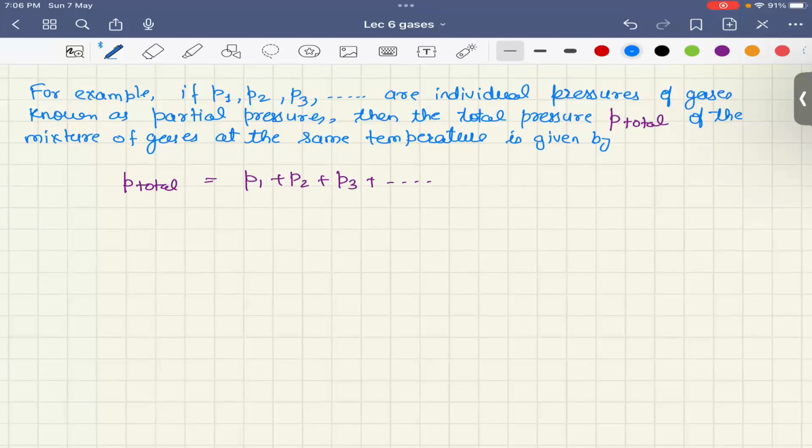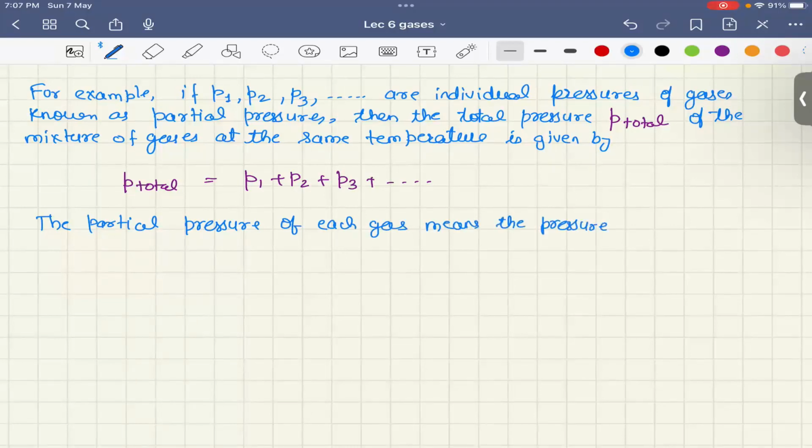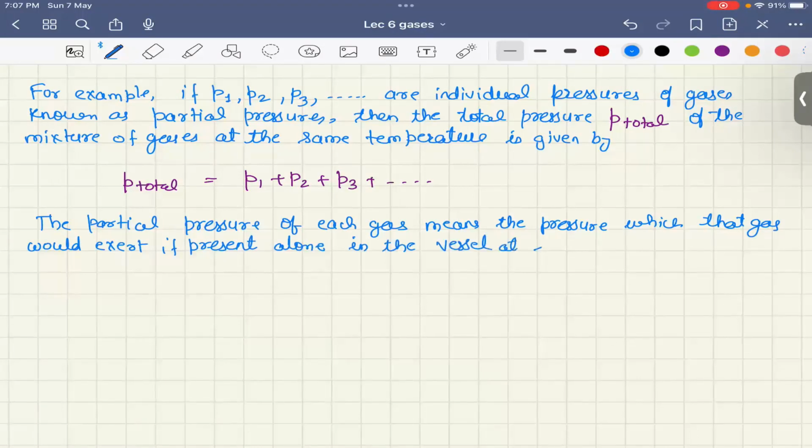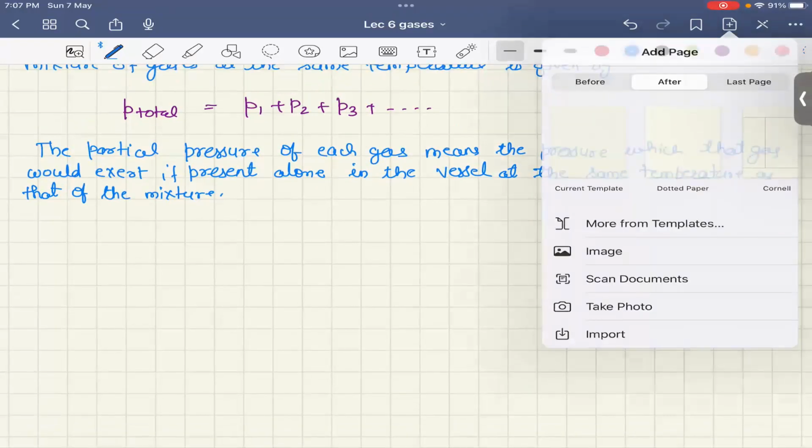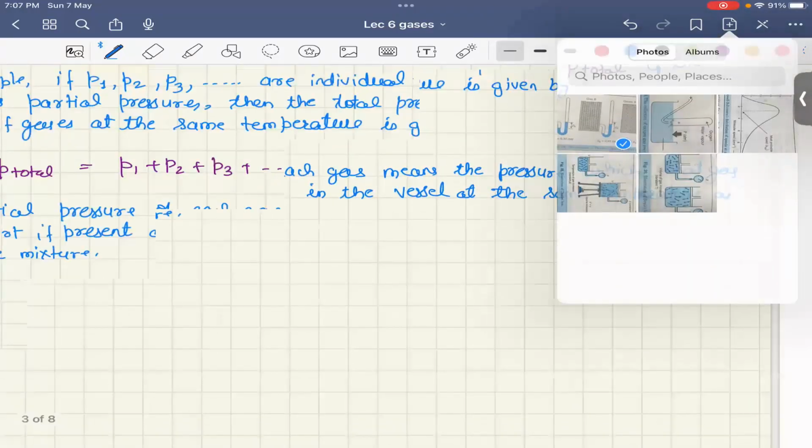And the partial pressure of each gas means the pressure which that gas would exert if present alone in the vessel at the same temperature as that of the mixture. In order to illustrate this, let us take an example, and let me drag a picture so let us understand this picture.